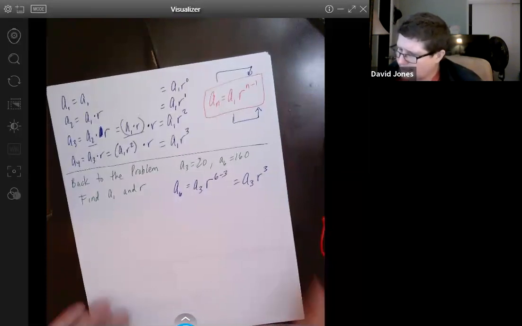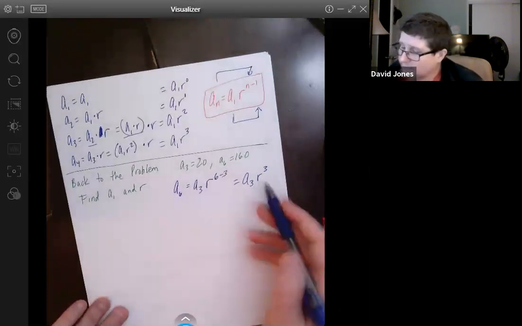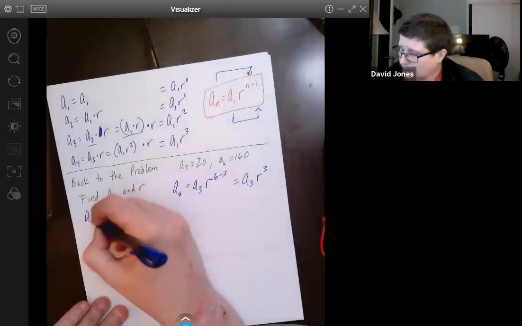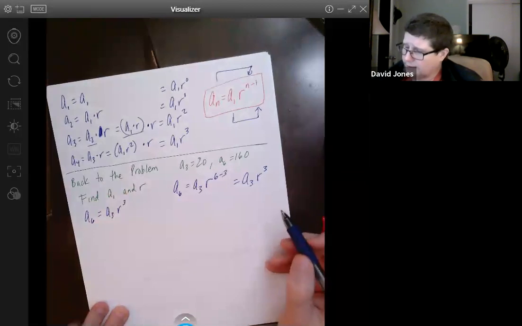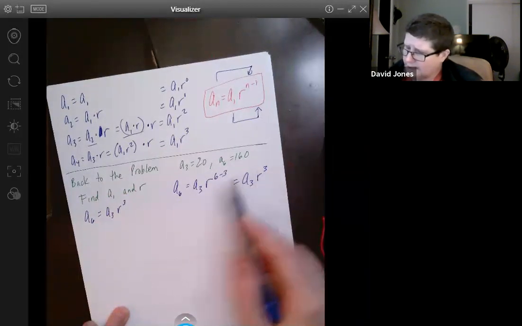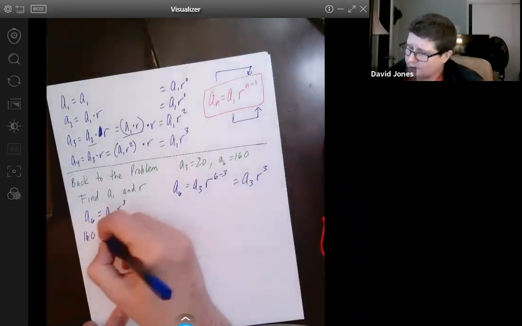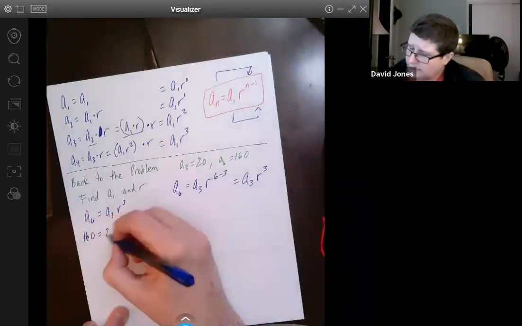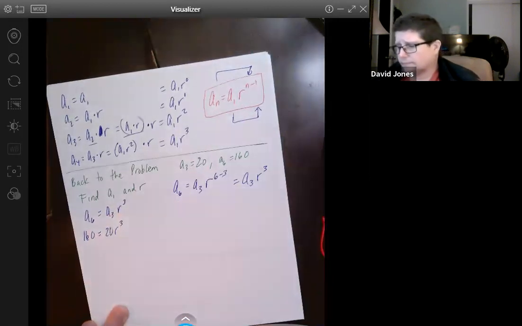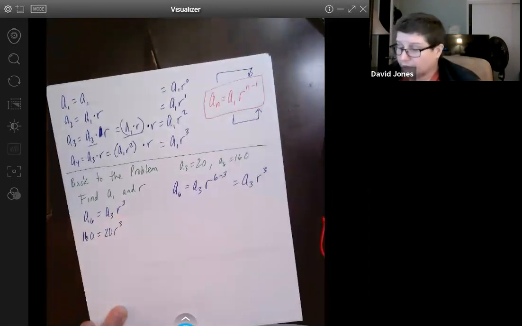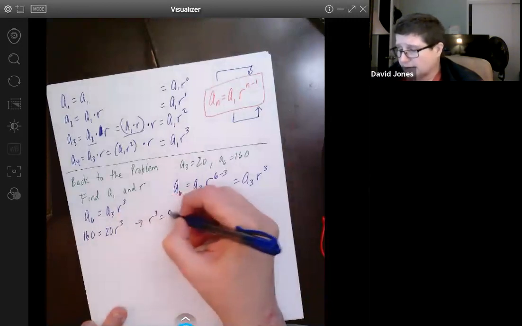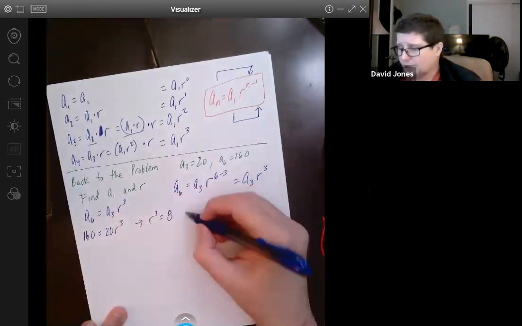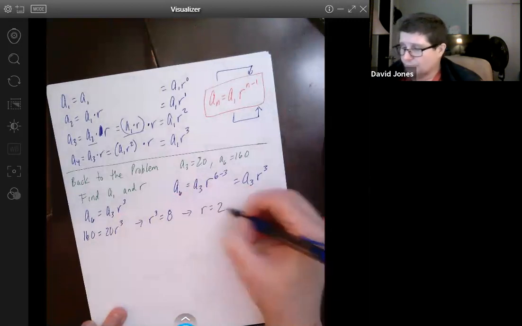And if that's the case, we can plug in what we have. So I'll put it all together. A sub 6 equals a sub 3 r cubed. And I've got a sub 6 is 160. A sub 3 is 20. And we can solve for r. Divide both sides by 20. We get r cubed equals 8. And we take the cube root of both sides. We get r equals 2.